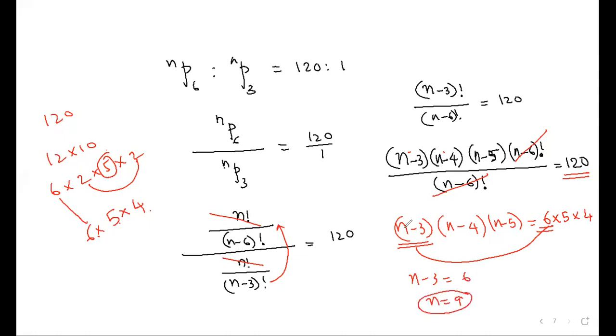Now put 9 here and check whether these match. Put a 9 here, put 9 here, put 9 here. Am I getting the same answer? 6, 5, and 4. Yes, sir. Did you understand the method? So split 120 into prime factors. Take the biggest prime, take the number next to it on one side, and the rest on the other. Is it clear to everybody? Very important question. Yes, sir.